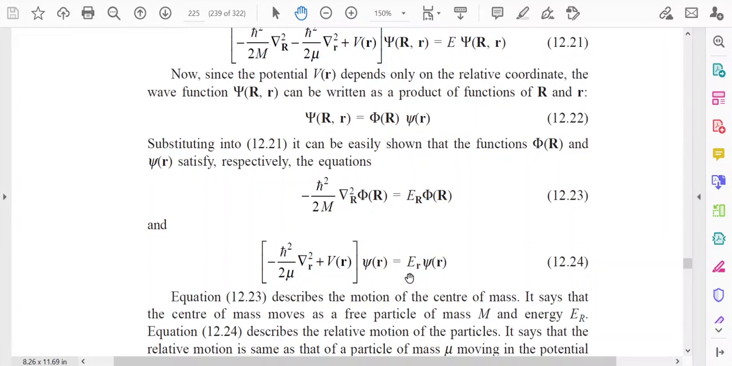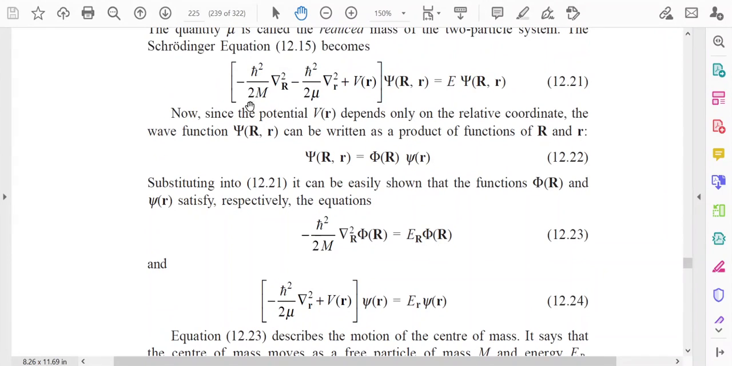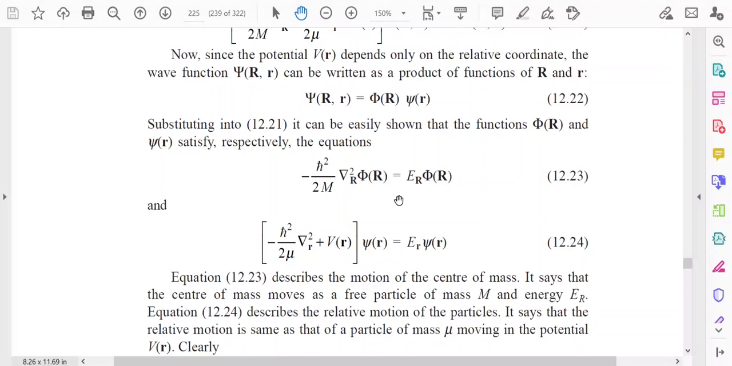Here you see in the energy expression we have given a suffix small r, because this equation depends only on the small r. So basically what we have done is use again the separation of variable method, and by its application we have separated equation 12.21 into two new equations. One equation involves only the center of mass coordinate and another equation involves only the relative coordinate.